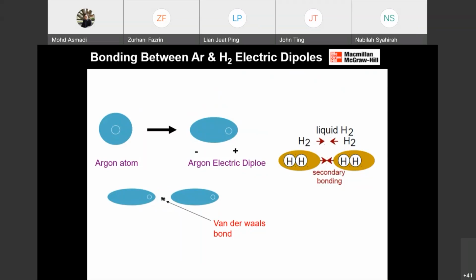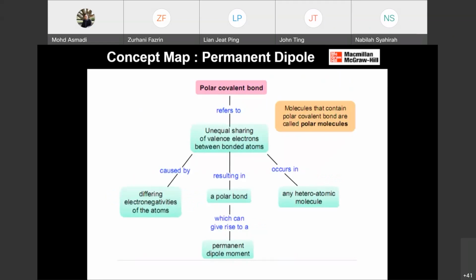Okay. So that's an example about the fluctuating dipoles. Okay. So let's see the permanent dipoles. What is the difference? Okay. So for the permanent dipoles, from the polar covalent bonds, actually we can see this concept.